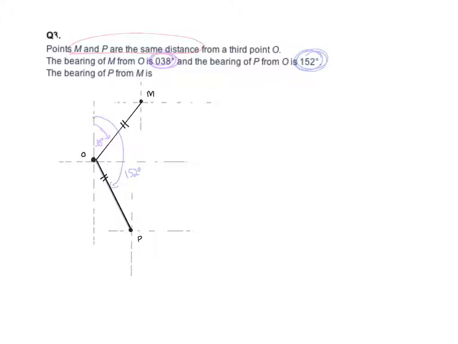Now, you can get this angle in here, can't we? What's that? 152. Good. 152 minus 38, which is? What's that? 114. Is it 114? Yep. 114 degrees. All right. Now, let's go to the question. They've said the bearing of P from M. So I need to join P and M up. So I'm going to join them up.